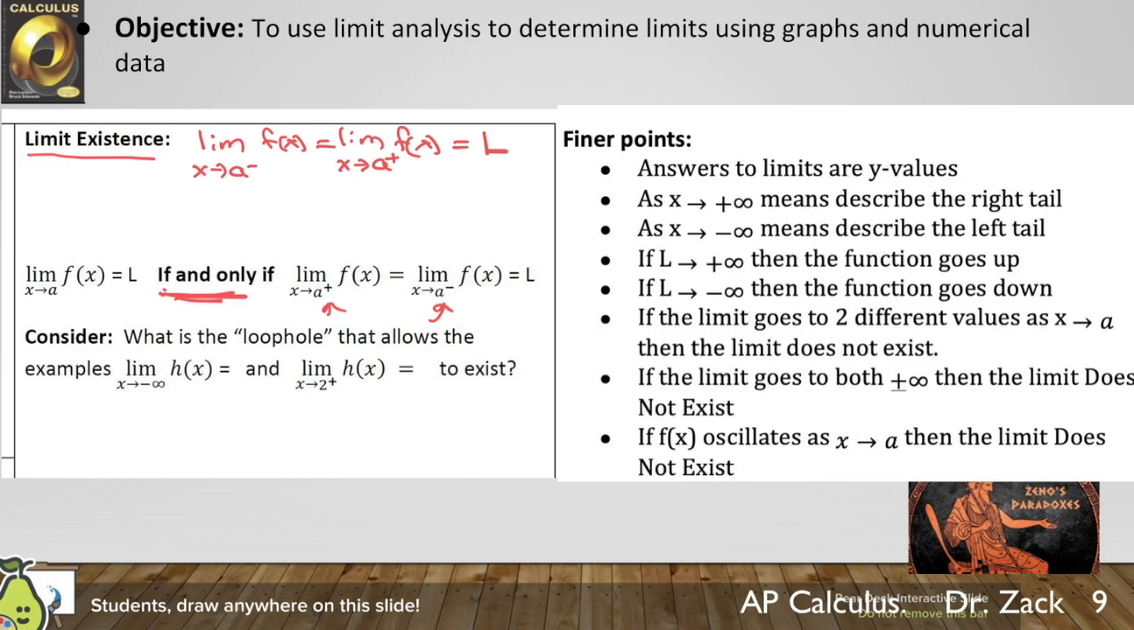Now, as we were looking through our examples, there were several loopholes that we needed to think about. For example, the limit as x approaches negative infinity for a function is going to exist only if it goes to positive or negative infinity or some number L. And for the limit as x approaches 2 from the right to exist, that needs to also go to some number L. Finer points that we want to consider here.